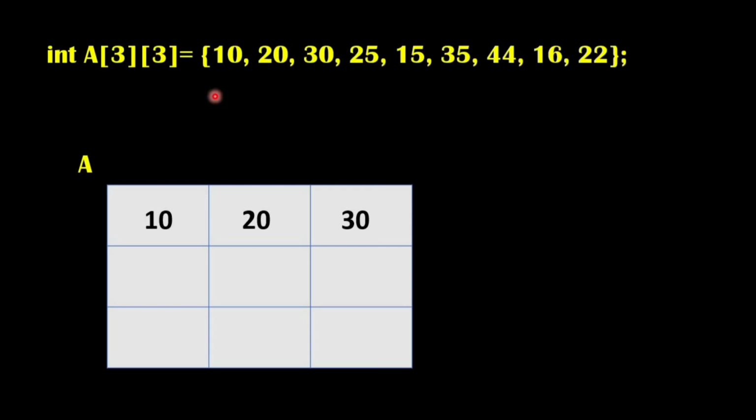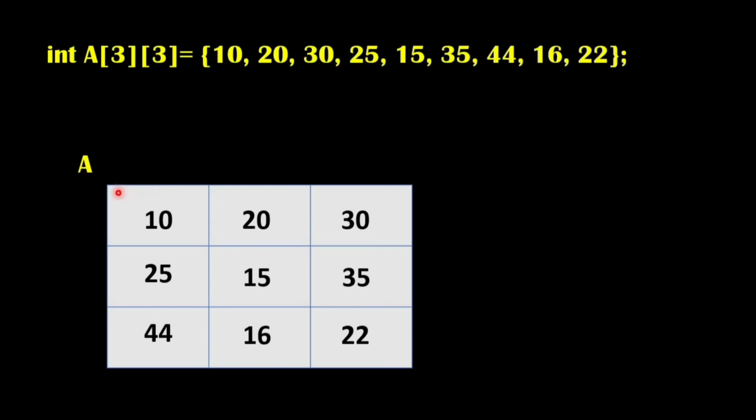Then it will go for the second row. 25 will be stored in the first place. Then 15 will be stored. Then 35 will be stored. Then it will go for the third row. 44, 16 and 22. So this is called as a matrix. When the elements are arranged in the form of rows and columns, it's called as matrix.